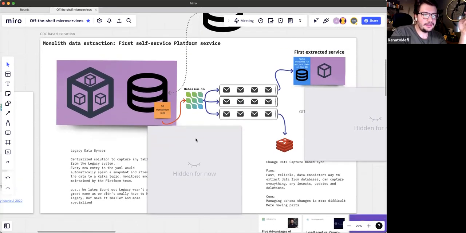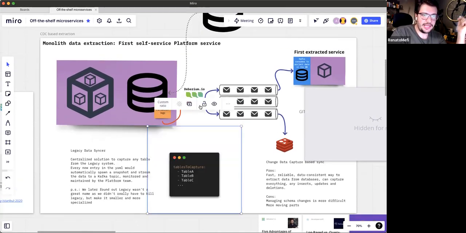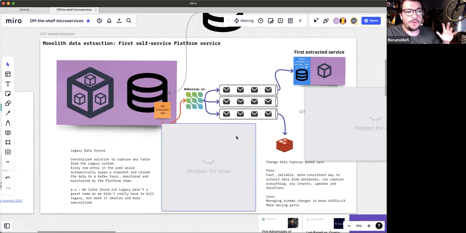Now, how can a platform team actually help with this process? We made this process a self-service model. So basically, we understood that many of the new microservices that were going to be developed and created by the teams needed to start by interacting and fetching data from this monolith. So we gave them a way to basically, in configuration, go and say, hey, I'm microservice A, and I want to start monitoring for tables A, B, and C.